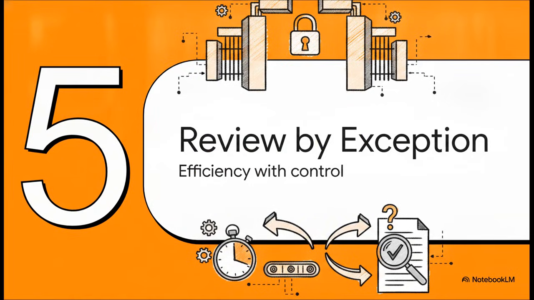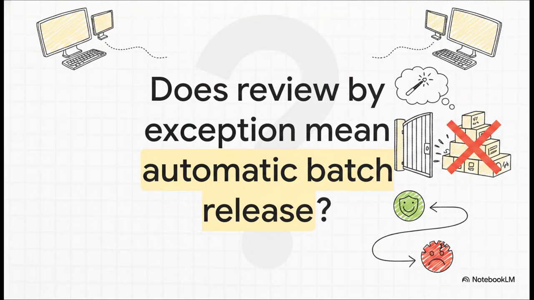And that brings us to the real climax of our explainer. Section 5, Review by Exception Explained. Now, this is a concept that promises massive efficiency, but it comes with some very strict regulatory conditions. Does review by exception mean automatic batch release? People actually ask this dangerous question quite a lot, kind of hoping this software will just magically do the QA department's job for them. There's this huge misconception out there that if the system doesn't generate any alerts, well, the batch can just flow right out the door automatically.